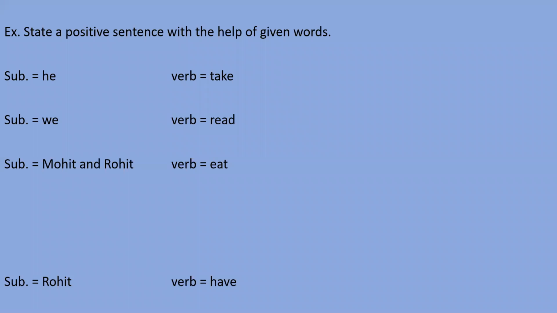Come on for the next sentence. Rohit and have. Have is the main verb. Dear students, remember this. Have is here the main verb. So you should not use have as a helping verb; you have to use it as a main verb. Say one sentence in which the subject should be Rohit and the verb should be have. Sneha, you please come forward. Say one sentence.